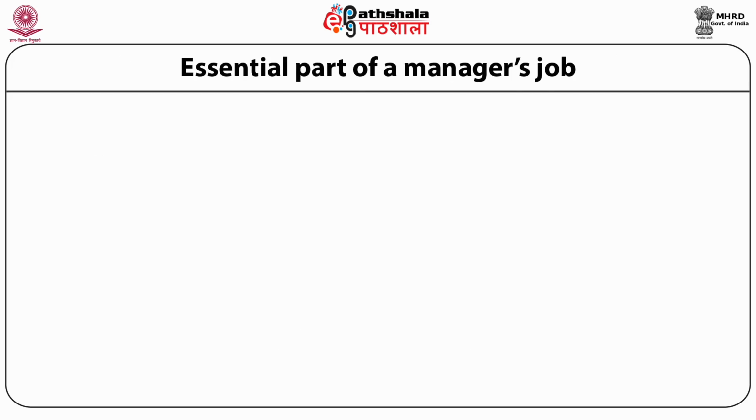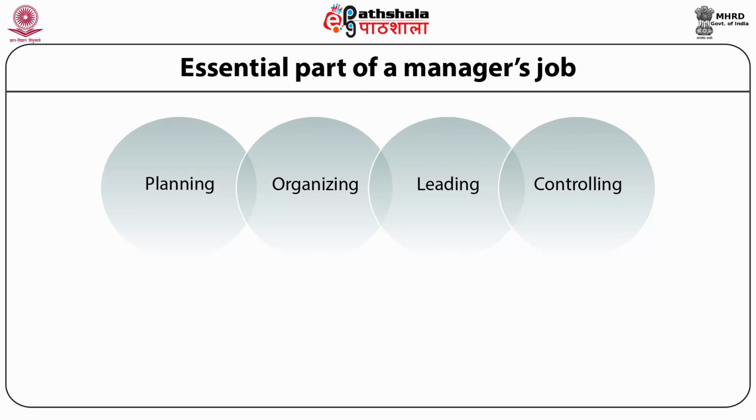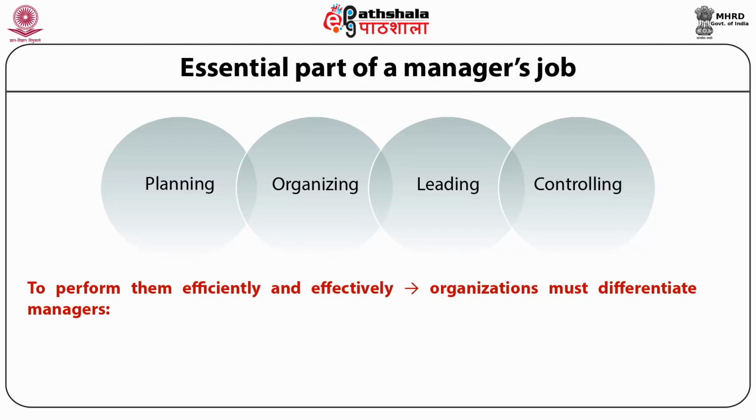Usually, the four managerial tasks, which are planning, organizing, leading, and controlling, are taken as essential parts of a manager's job. At all levels in the managerial hierarchy, and across all jobs and departments in an organization, effective management means performing these four activities successfully in ways that increase efficiency and effectiveness. To perform the four managerial tasks efficiently and effectively, organizations group or differentiate their managers in two main ways, that are by level in hierarchy and by type of skill.